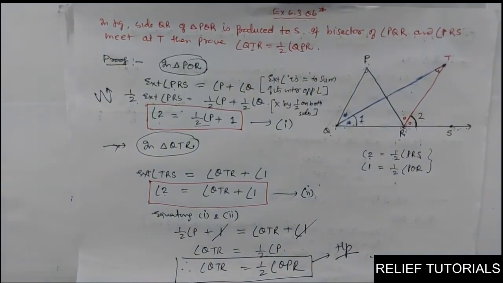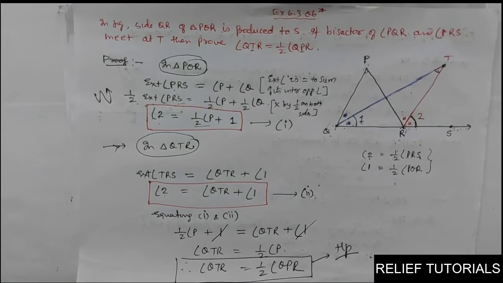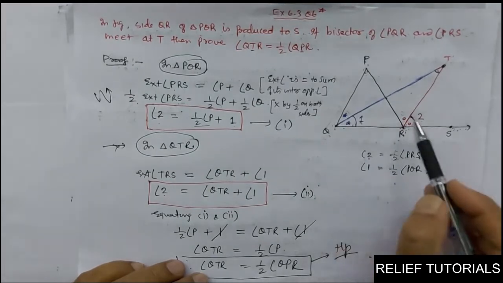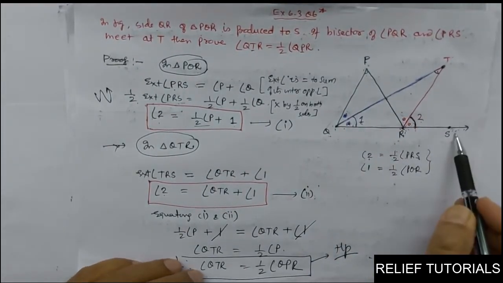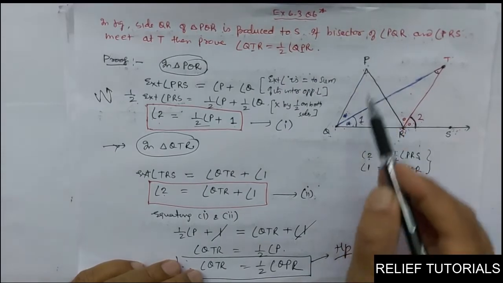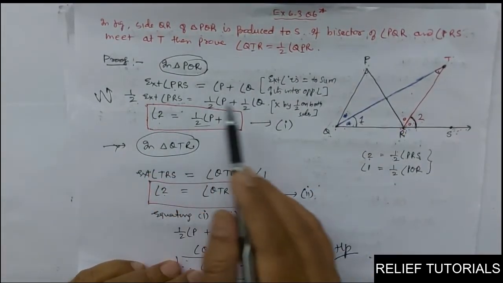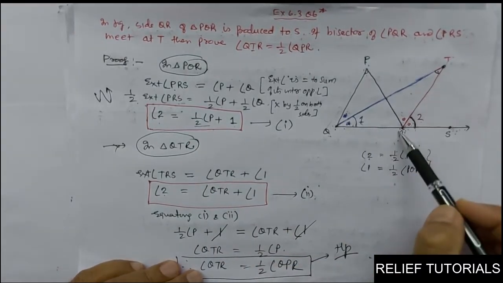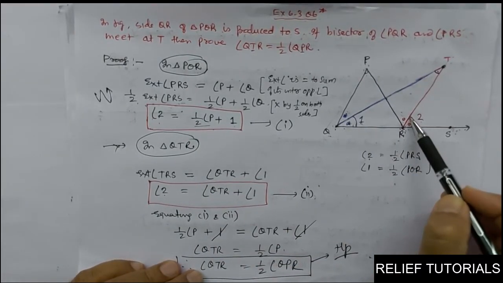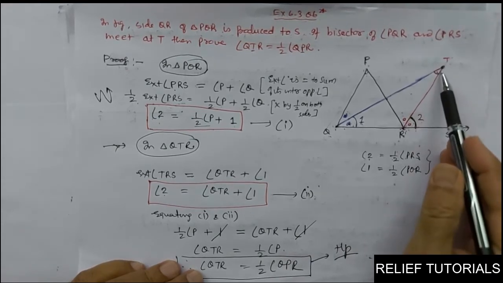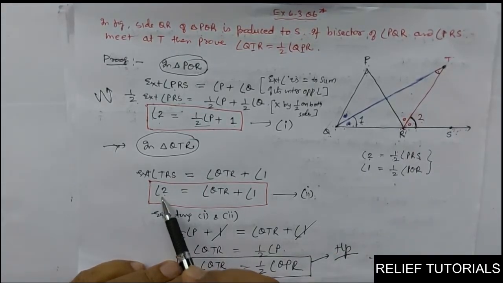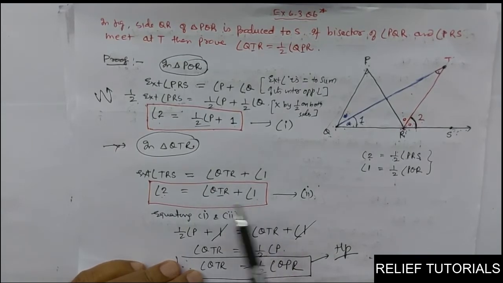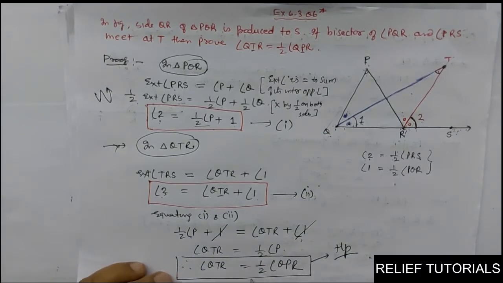Very simple. Very important and very simple. What is the moral of the story you see here? First we will consider triangle PQR. And this is the exterior angle PRS. So exterior angle PRS is equal to angle P plus angle Q. Then multiply both sides by half, and we get this result. Then you will take triangle number 2, that is QTR. Here also you have to apply the same theorem. See, angle 2 is an exterior angle, that is equal to angle T plus angle 1. So this is the value of angle 2, and this is the value of angle 2. You compare both the values, then you will get the result.